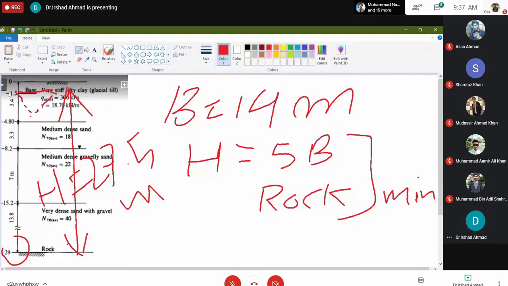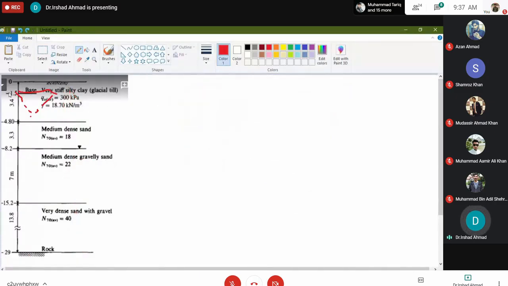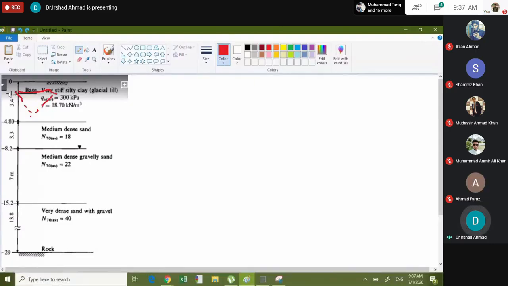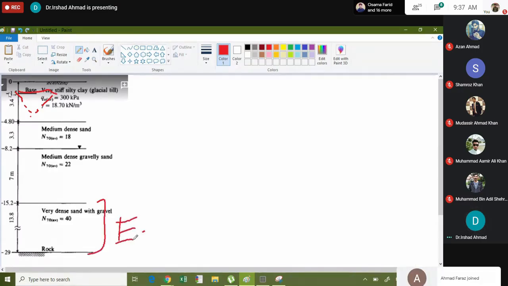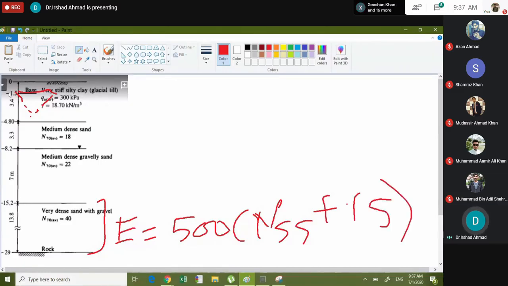Right? Now the next thing is to find modulus of elasticity E. So you see, E of this layer, the equation from correlation is 500 into N55 plus 15. This is the equation.